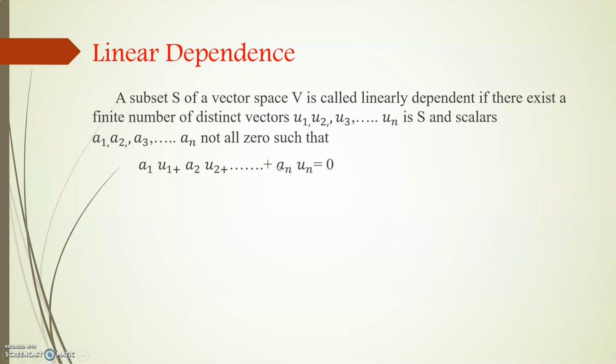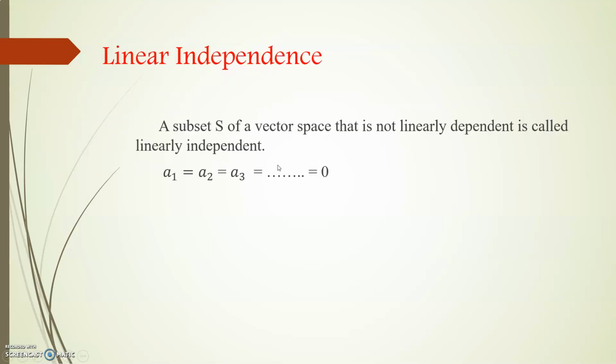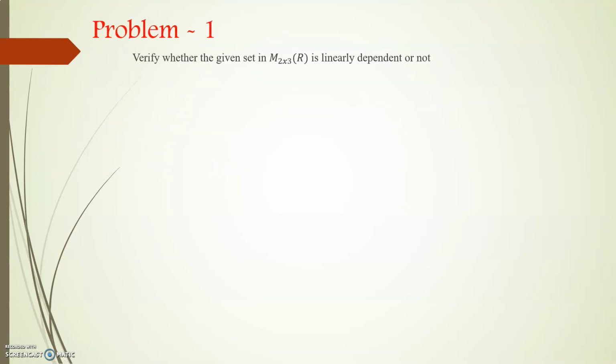Next we are going to see the problems on linearly independent or linearly dependent. Verify whether the given set in the matrix space 2 cross 3 over R is linearly dependent or not. So now we are going to check whether the set S is linearly independent or linearly dependent.